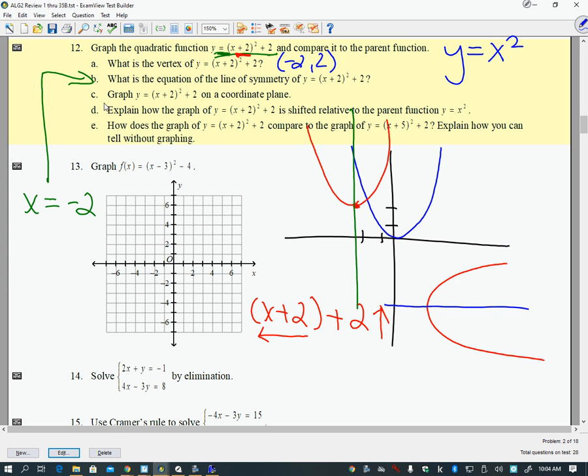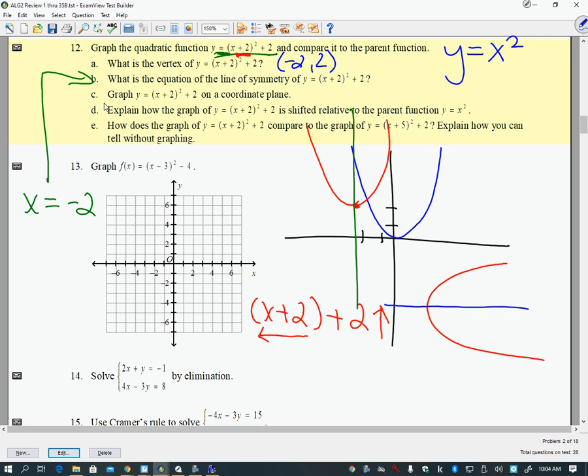We've graphed it on a coordinate plane, explained how the graph is shifted. We've stated that it's shifted 2 to the left and 2 up, so we would state that. How does the graph compare to the graph of y equals x plus 5 squared plus 2? Well, the graph of x plus 5 squared plus 2 would be shifted 3 more to the left. Does that make sense?